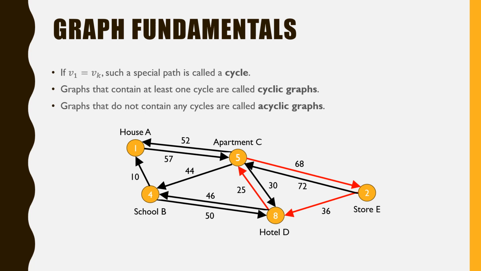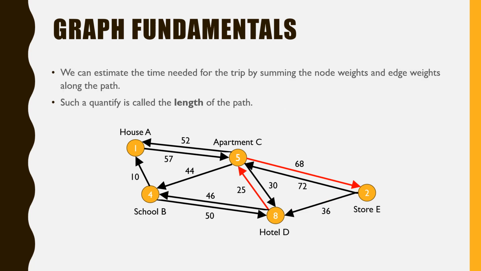Graphs that contain at least one cycle are called cyclic graphs. Conversely, graphs that do not contain any cycle are called acyclic graphs. Now, consider the red path highlighted in the graph. We can estimate the time required for this trip by summing the node weights and edge weights along the path. The total sum is called the length of the path. For example, the length of the path shown here in the graph is 108.